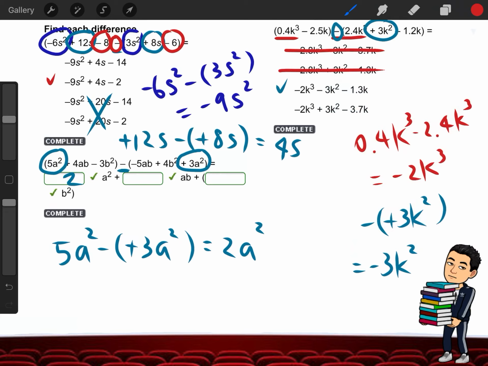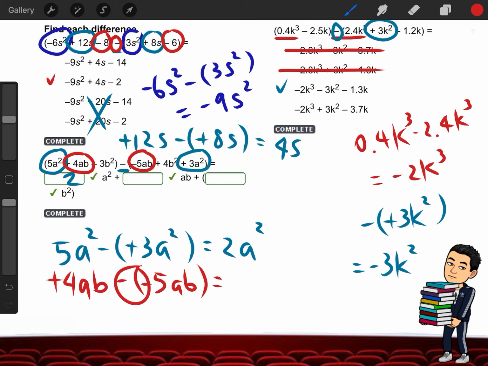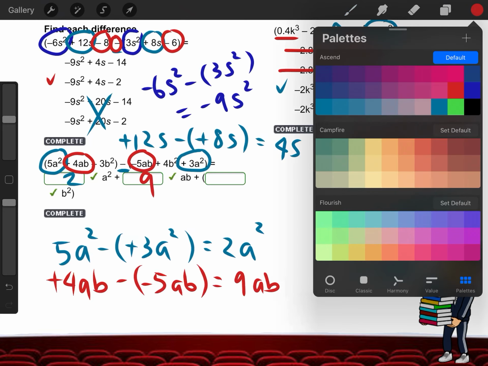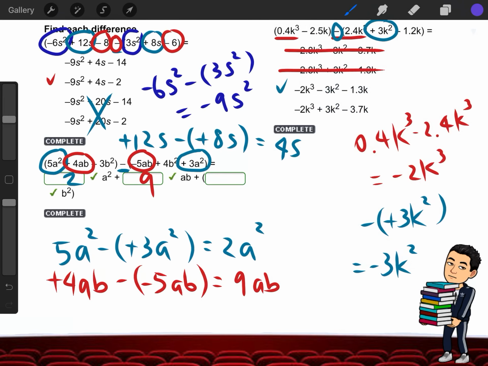And then the next one you want to do is positive 4ab, subtracting negative 5ab. That's going to be two negatives makes a positive, so this is going to be 9ab. Okay, put 9 here. Okay, so the last one, negative 3b squared, you're going to be subtracting positive 4b squared. So it's going to become a subtraction here. That's going to be negative 7b squared. So put negative 7 in here.